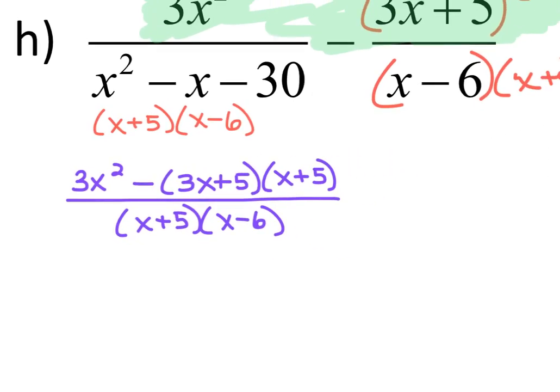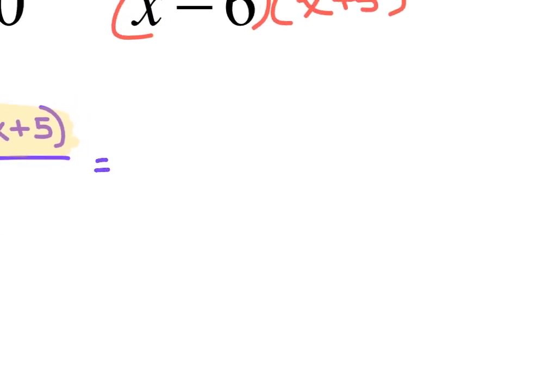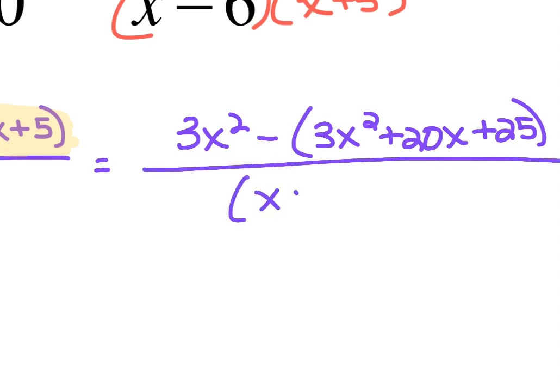Now, you have to keep the parentheses when you're foiling. So you're going to foil the thing with both parentheses, but you have to keep that in parentheses because of the subtraction. So when I foil this, keep the 3x squared in the numerator and then the minus. When you foil that, you should get 3x squared plus 20x plus 25. Keep that in parentheses. Keep your same denominator, x plus 5 times x minus 6.